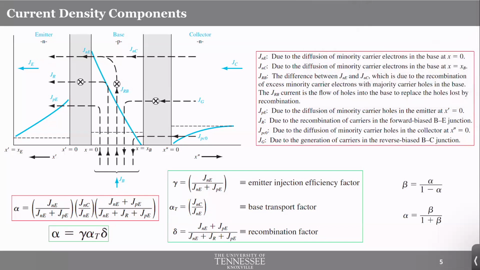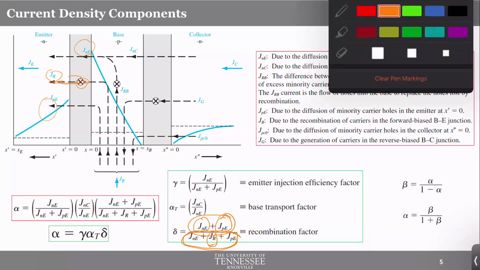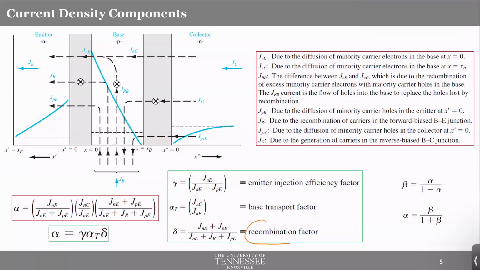Finally, recombination factor. Just take a look at the total current density due to electron and holes in the emitter, electrons and holes in the emitter. And now consider the total current component, also including the recombination. So there was a recombination current as well. So what percentage of this is actually usable current and what percentage of this is kind of the total current? That's a measurement that we use to define the recombination factor.